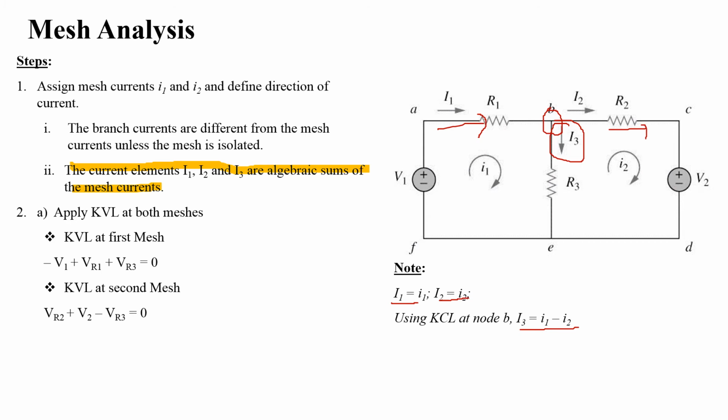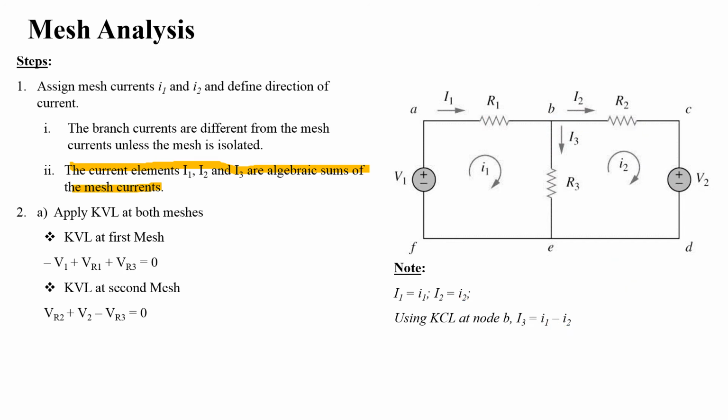If we apply the KCL, what KCL states is that current entering the node must be equal to current leaving the node. So I1 is entering the node, which is equal to I2, which is leaving the node, plus I3, which is also leaving the node. When we simplify it, we will get that I3 is equal to I1 minus I2.